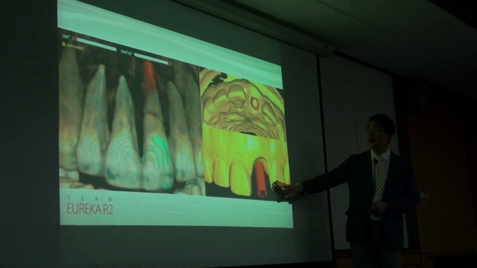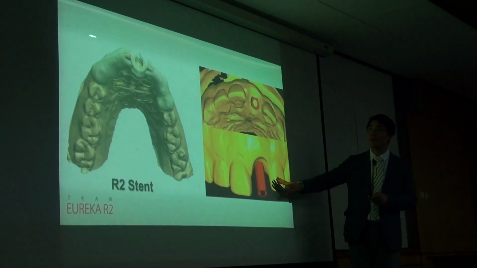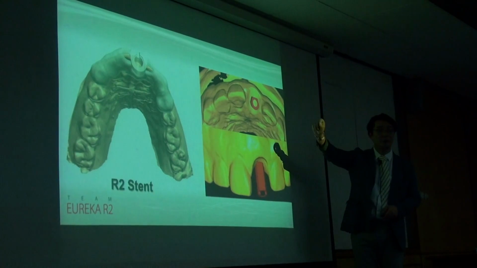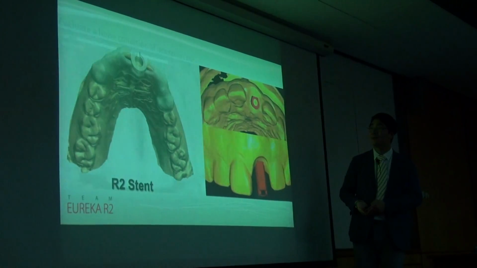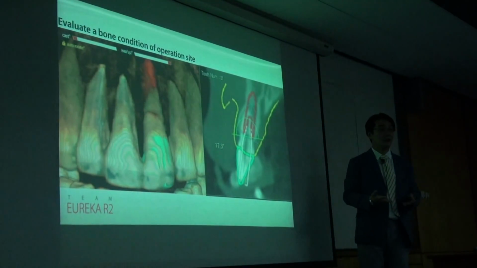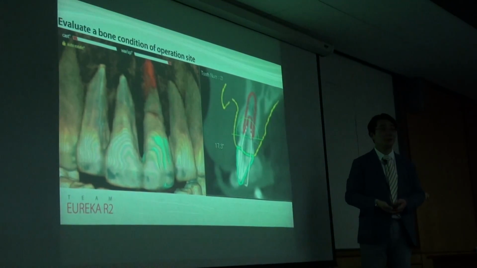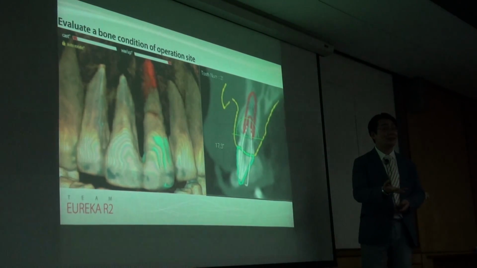And I order the stent to our center, so they draw using the CAD program, they draw this kind of the stent. And how about the possibility of the immediate loadings or immediate provisional restoration? We have to check the bone density, right?